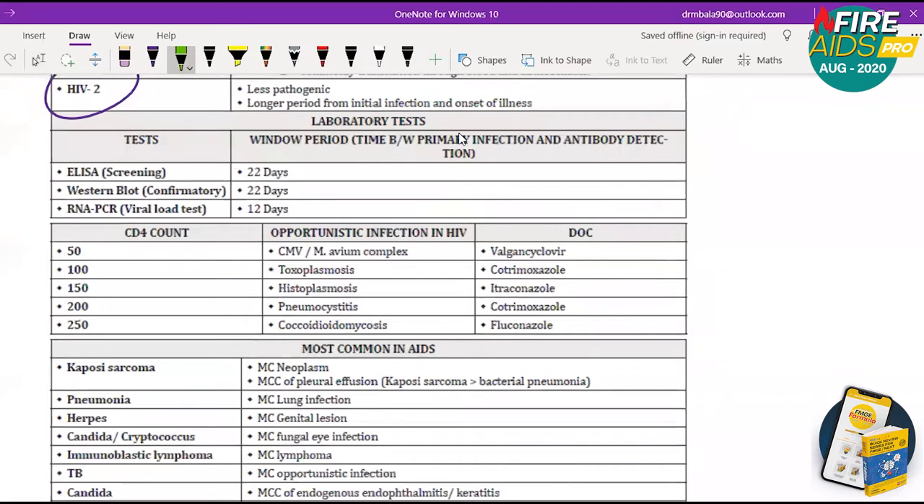If you have to screen the patient, you are going to do ELISA. If you have to confirm that the patient is having HIV, you are going to check for Western blot. If you have to know how much viral load the patient is having, you are going to check for RNA-PCR.